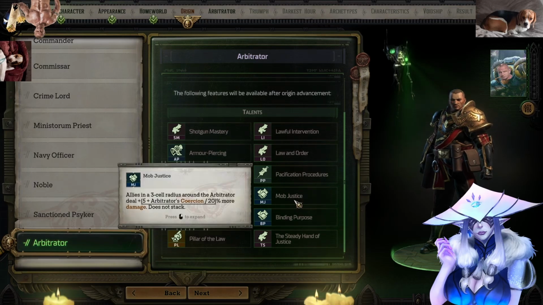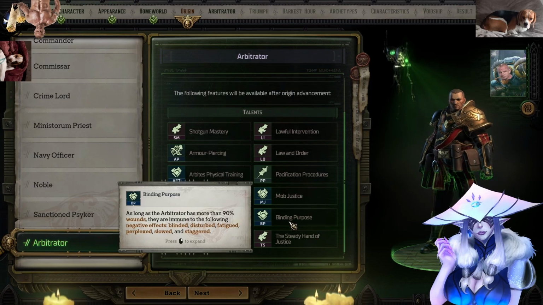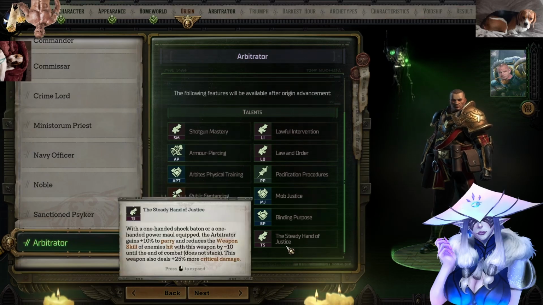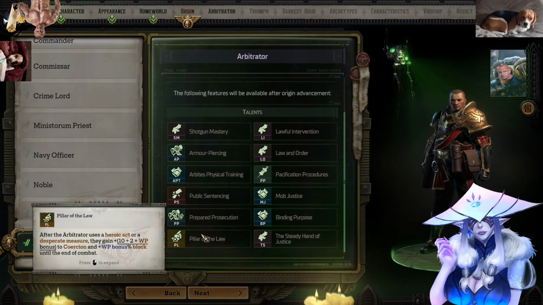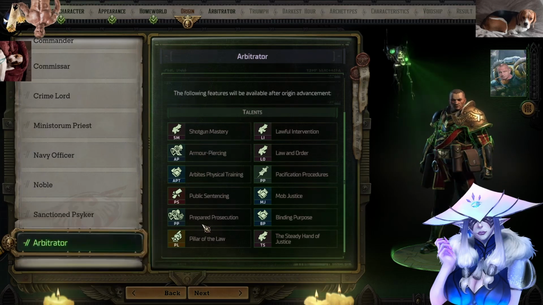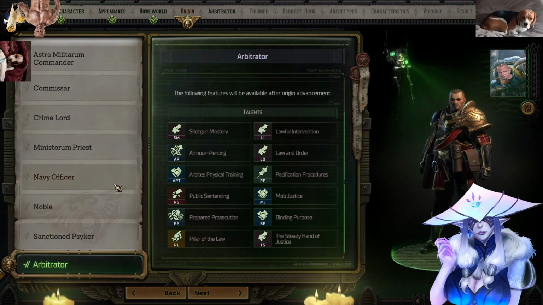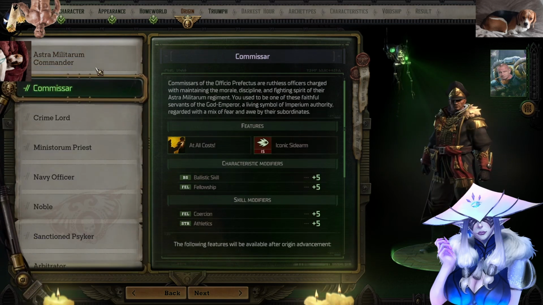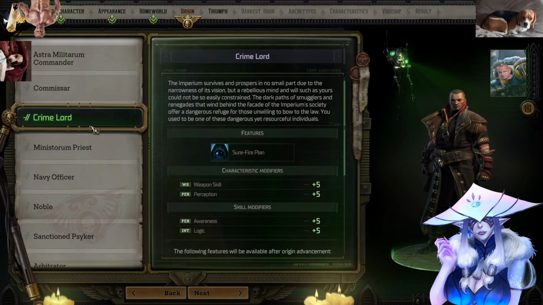Mob justice. Allies in a 3-cell radius are prepared to deal 5 plus the coercion more damage. Unless the avatar has more than 90% wounds, they are immune to the following negative effects. We have one-handed shock baton, one-handed palm all equipped. No. What is there nothing? Is there none of these that are the closest to like a melee build?